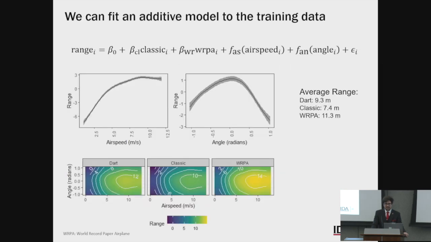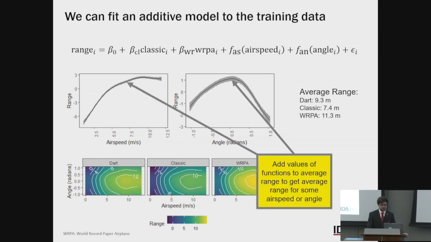So taking the training data, the data that I showed you before, and fitting an additive model, this is the resulting model. We can come up with these surfaces that describe the relationship between the terminal range and the airspeed and angle that we input. And to make a prediction with this type of model, we basically just add up effects. We would take one of these factors, like for example, the dart design, and then add the contribution of the angle factor according to that curve, and then add the contribution of the airspeed factor for whatever airspeed we've selected, and that gives us a prediction.